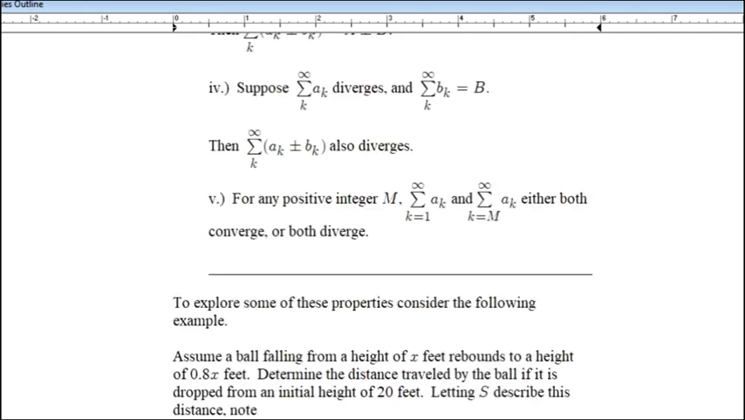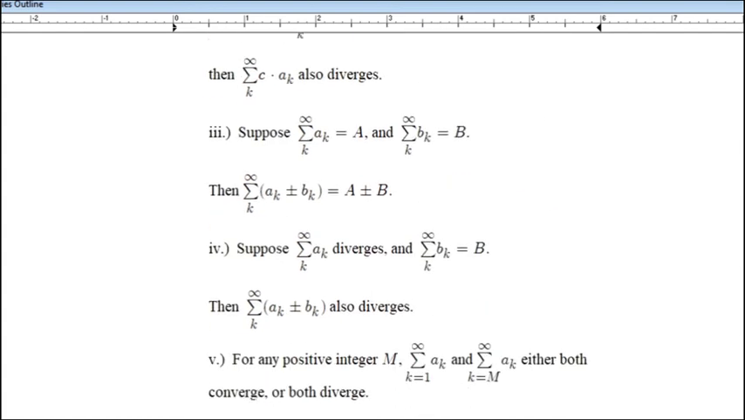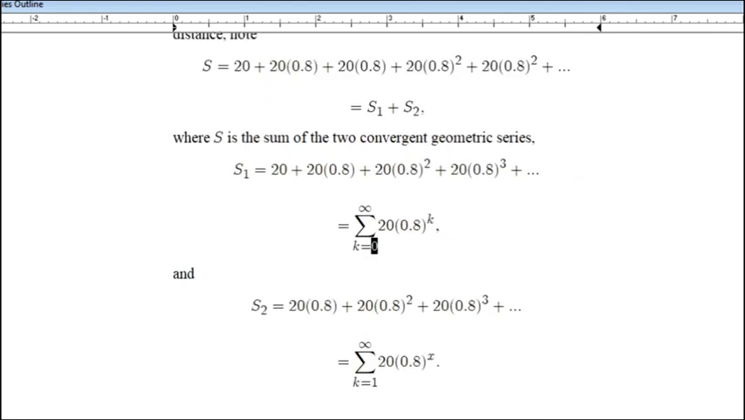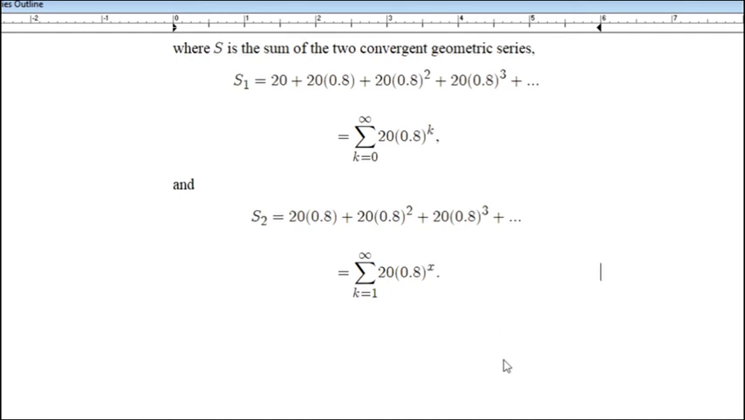In a sense, we are putting into play here property 3 in our theorem for the properties of convergent series. So when we think about S being the sum of S1 and S2, we are using that property, where S1 and S2 are these two individual convergent series. And one thing we ought to note is these two convergent series are very similar in behavior. The only thing that differs is their lower bound.